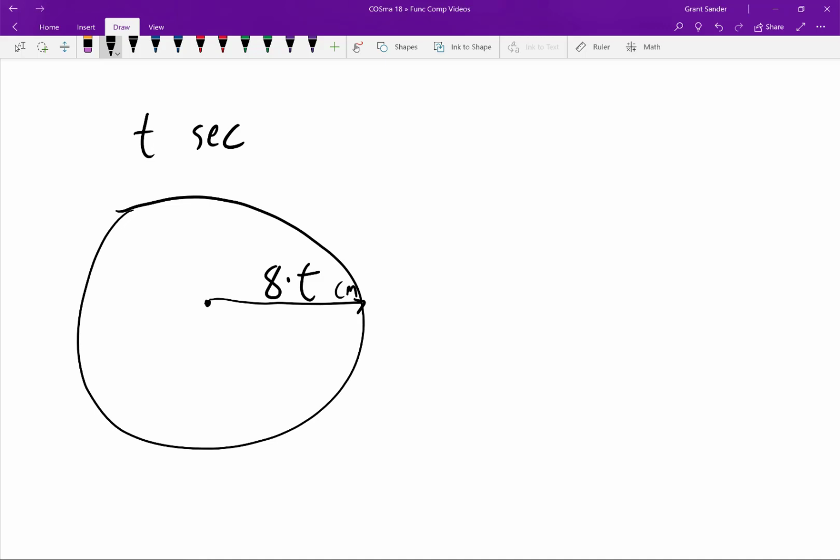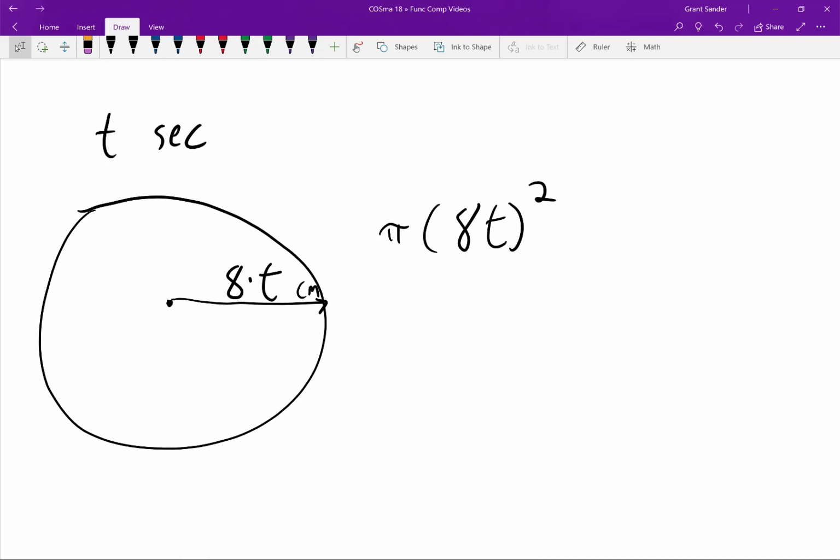Then we know that the area of the circular ripple is pi times r squared. That'll give us the area if we know the radius. In this case, the radius of the circular ripple is 8t centimeters. So this whole expression right here gives us the area of the circular ripple.